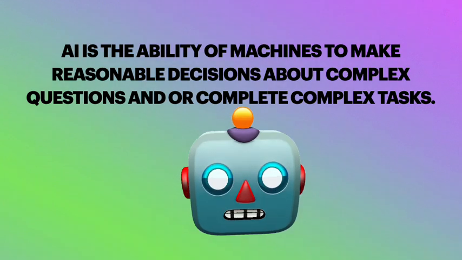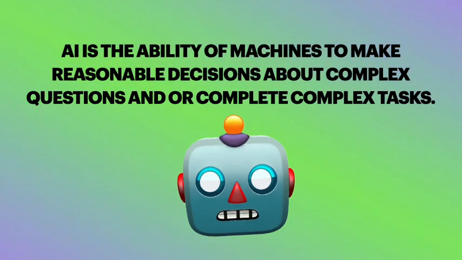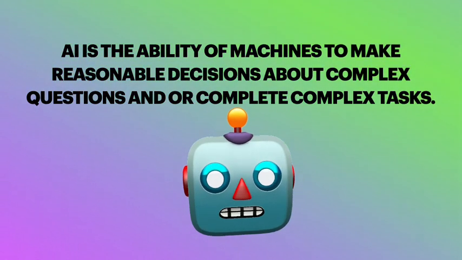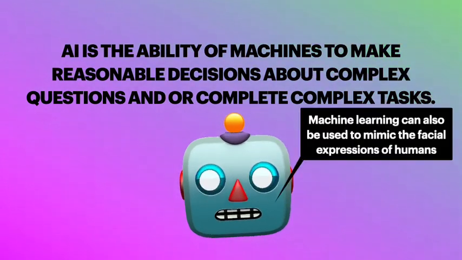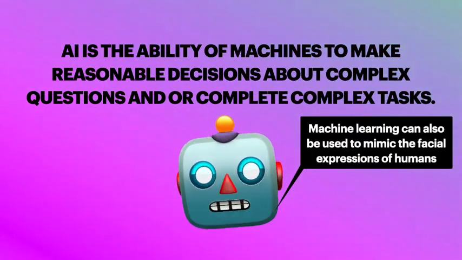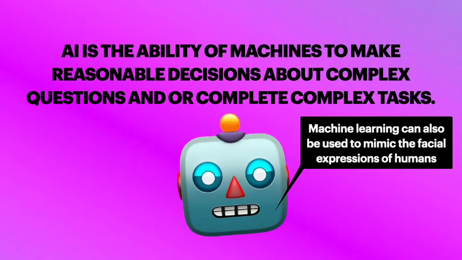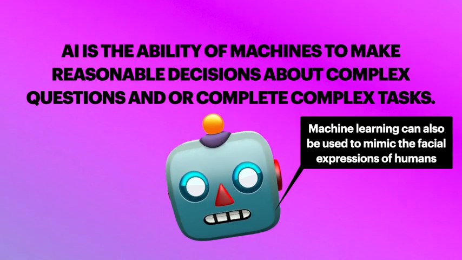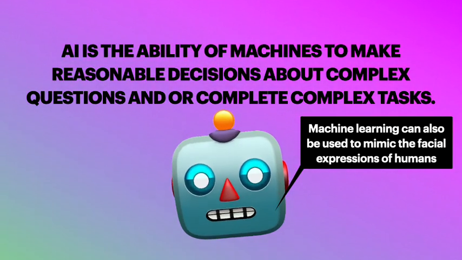Artificial intelligence is the ability of machines to make reasonable decisions about complex questions or to complete tasks. Machines take in information either orally, through text, or visually. They process the information, problem solve based on learning and reasoning. AI is currently used to enhance human life by powering smart products like refrigerators and thermostats, or personal assistants like Siri and Alexa.